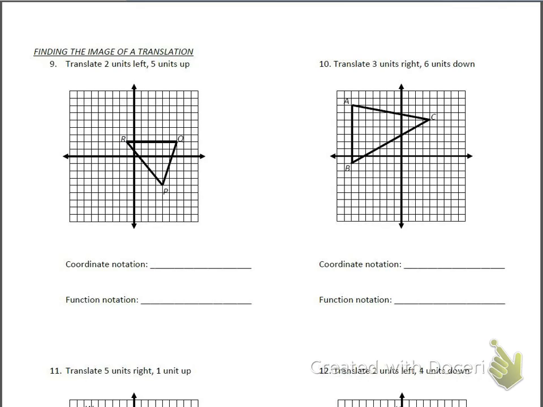So now we're actually going to find the image. So they tell us what the rule is. We have triangle PQR. And we want to translate 2 units left, 5 units up. So we're going to go vertex by vertex. So I'm going to start with R. So I take R and I go 2 units to the left, 5 units up, 1, 2, 3, 4, 5. I put a point there and I label it right away, R prime.